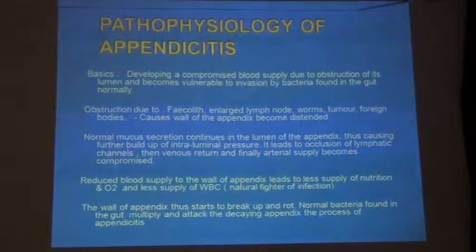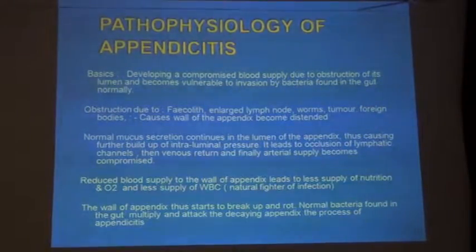Invasion by bacteria found in the gut. Obstruction may be, as I already mentioned, the normal mucous secretion continues in the lumen of the appendix, thus causing further build-up of intraluminal pressure. It leads to occlusion of lymphatic channels, then venous return is compromised, and finally arterial supply.